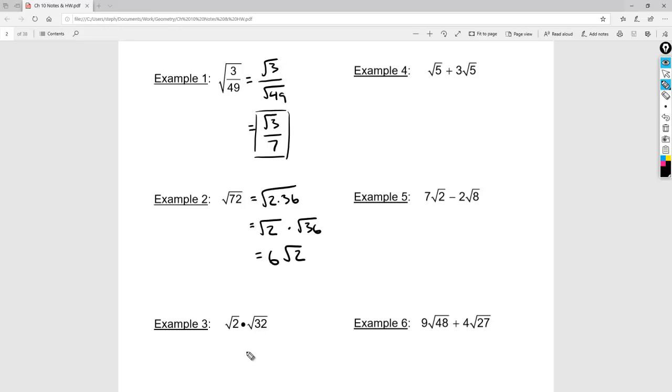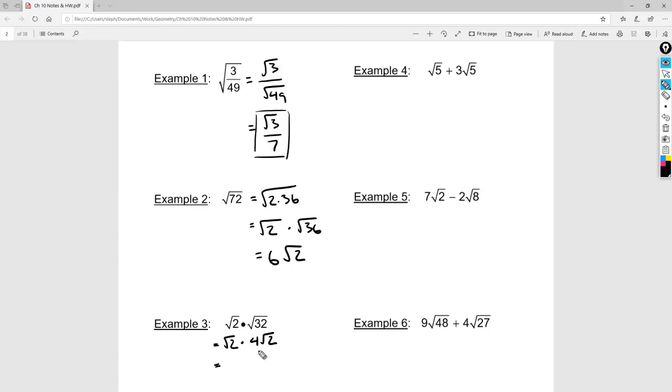Example 3, now I'm multiplying two numbers together. So what I'm going to do is first simplify the square root of 32. I can simplify the square root of 32 into 4 and 8, actually 16 and 2. So I can take a 16 out of this, so that would be 4 root 2. Now, when I multiply, you're going to multiply basically your like terms together. So I'm going to multiply the square roots together, so whatever's in the square root.